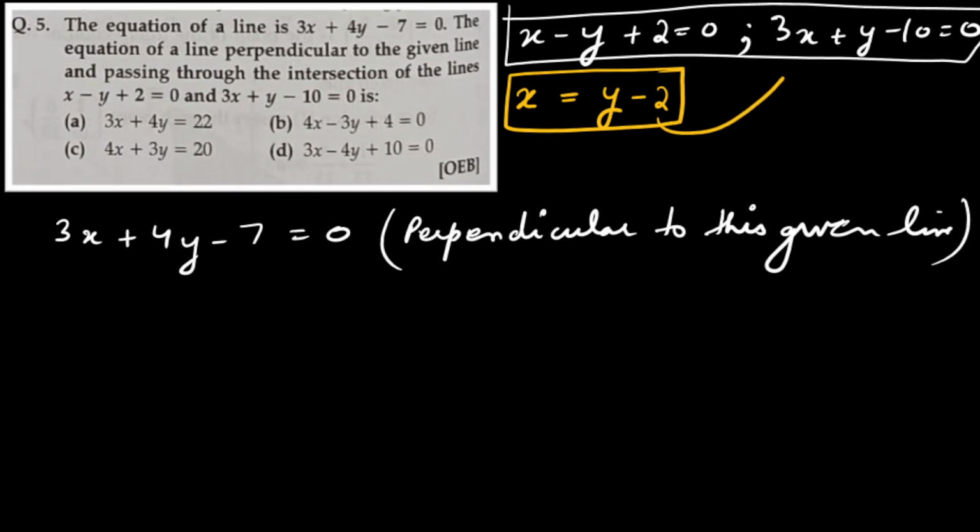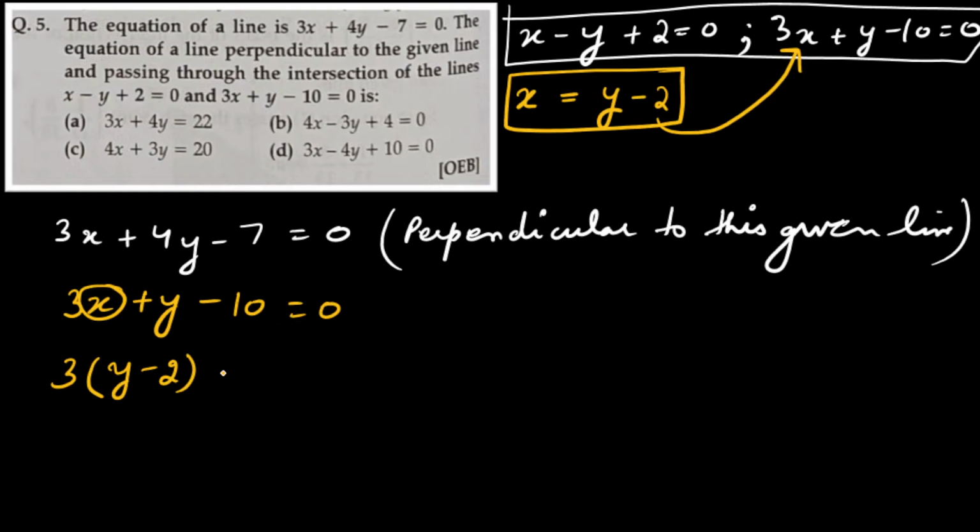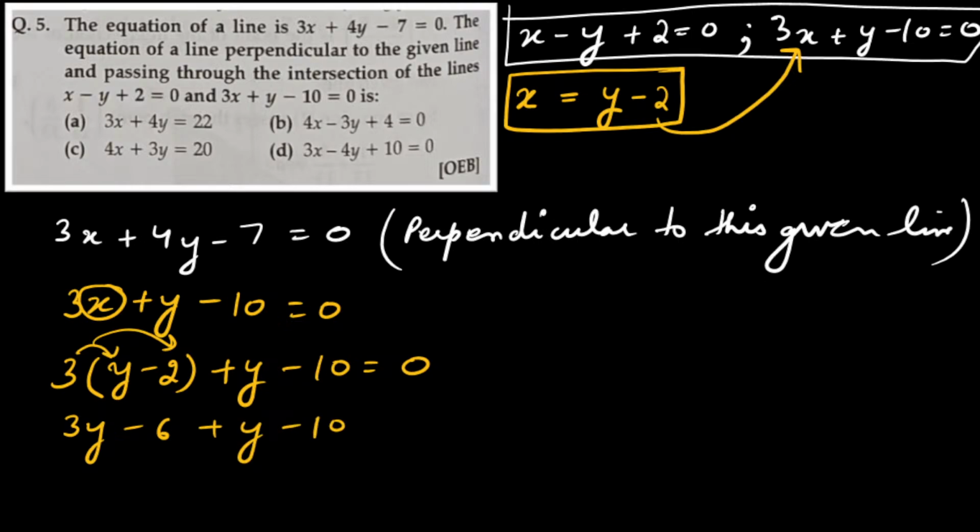Now this value of x we will substitute in the second equation. The equation is 3x plus y minus 10 is equals to 0. At x place we have to write y minus 2. So 3 into (y minus 2) plus y minus 10 is equals to 0. So 3 into y and 3 into minus 2: 3y minus 6 plus y minus 10.